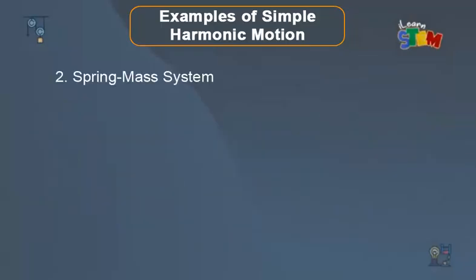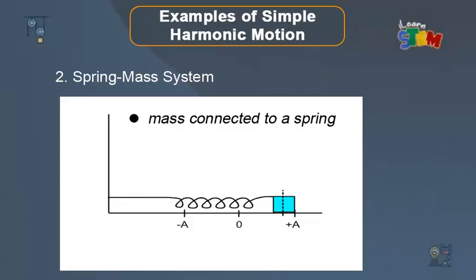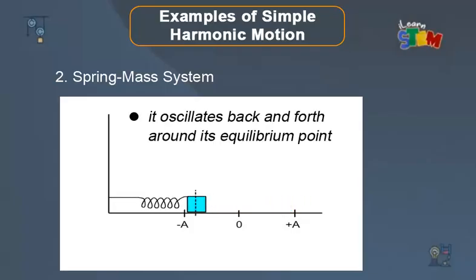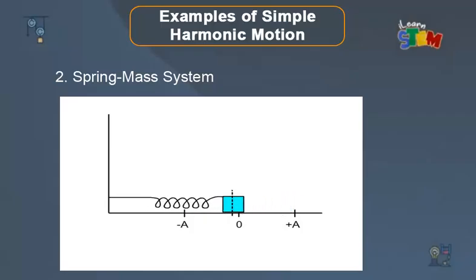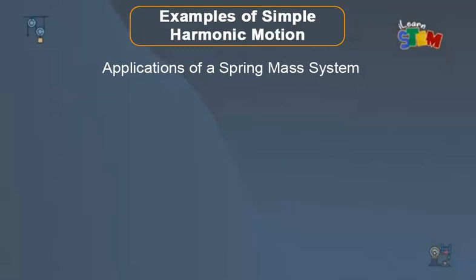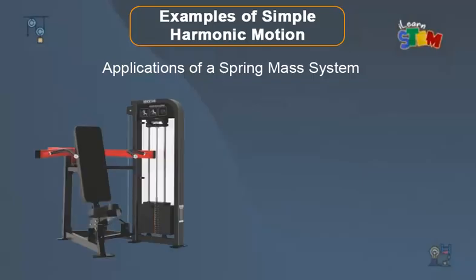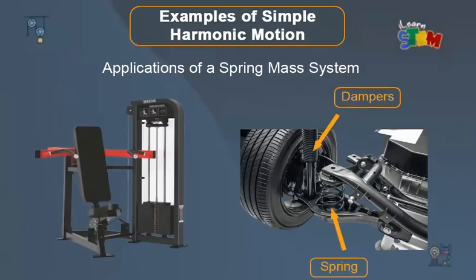2. Spring mass system. When a mass is connected to a spring and moved from its resting position, it oscillates back and forth around its equilibrium point. At the equilibrium position, the speed is maximum, and the restoring force is zero. Here the spring stretches and compresses alternately. Applications of a spring mass system. A spring mass system has various real-life applications, including gym equipment, springs and dampers in vehicles, and so much more.